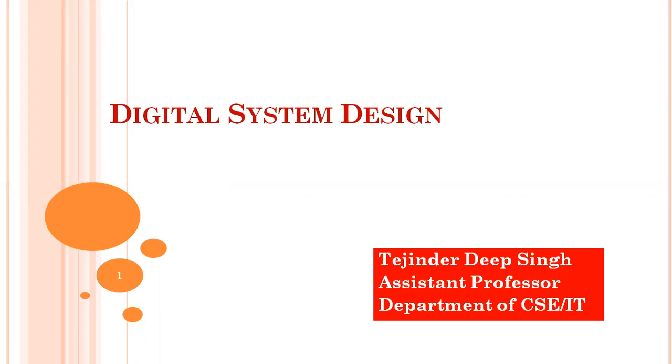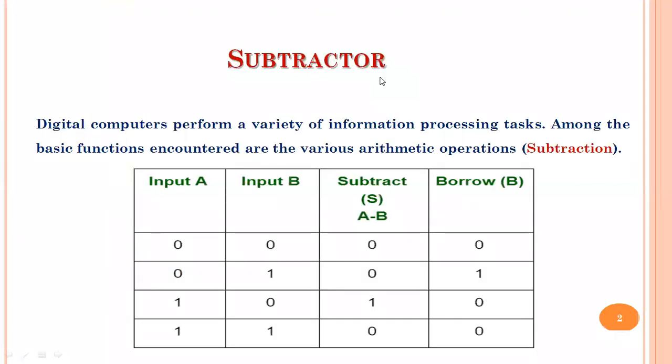Similarly, for a subtractor, irrespective of the number of input variables, we have two outputs. One is difference and the second is borrow. Difference and borrow. So let's see how it will work. So, subtractor.